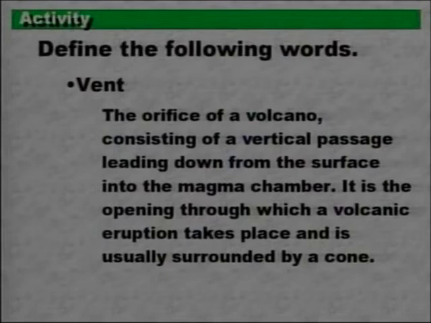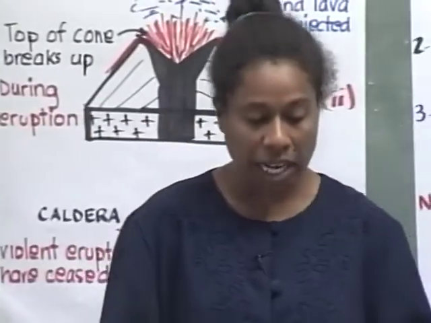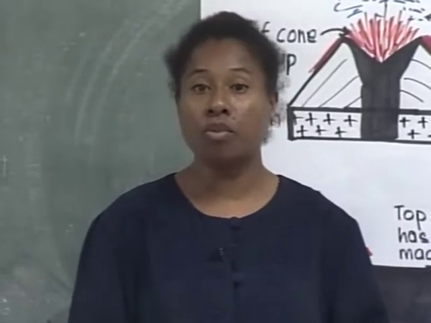The orifice of a volcano, or the vent or the passage of a volcano, consisting of a vertical passage leading down from the surface into the magma chamber. It is the opening through which a volcanic eruption takes place, and it is usually surrounded by a cone. We double check on that. Caleb, the last word, lava, that was given for the definition for your homework.